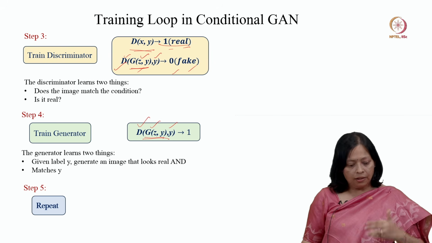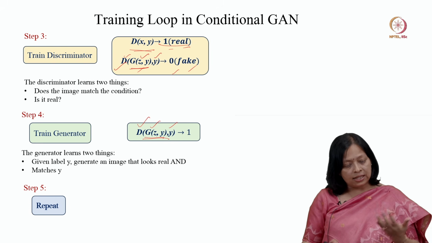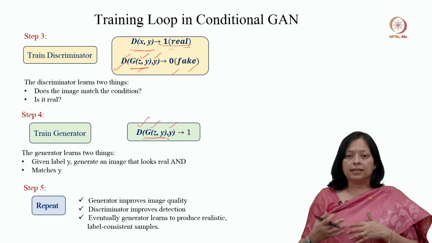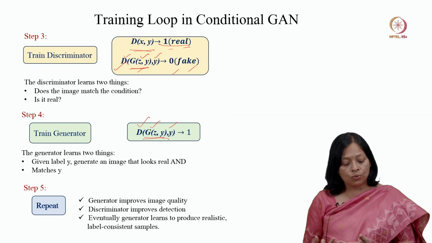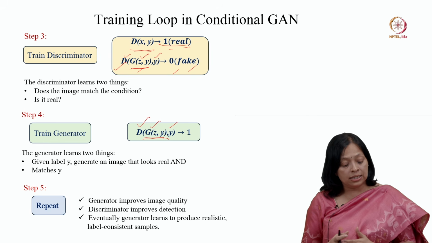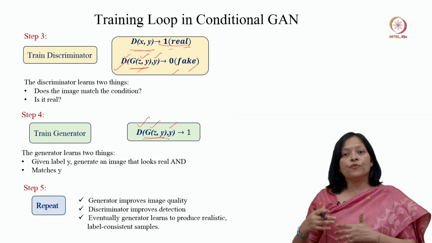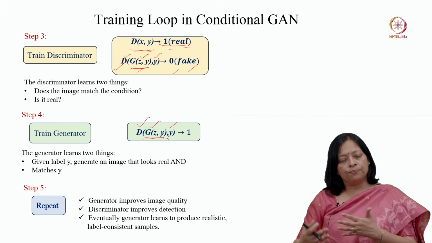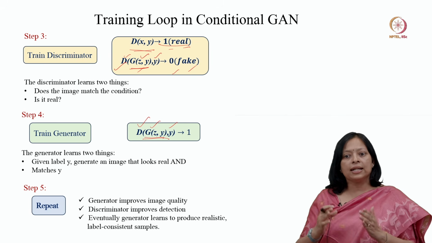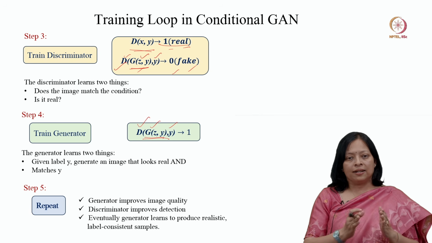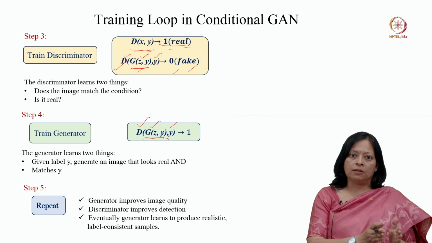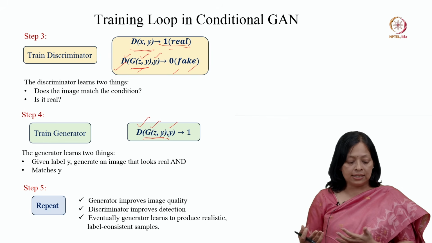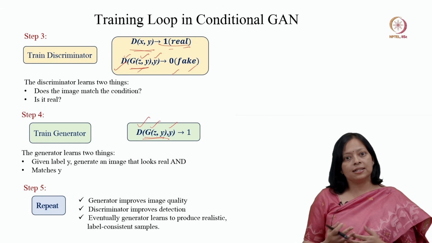Then in step 5, the entire process gets repeated. The generator improves the quality of the generated images, and the discriminator improves its detection efficiency. It keeps on improving so that it can correctly segregate between a fake image and a real image. Eventually, the generator learns to produce realistic and label-consistent samples.